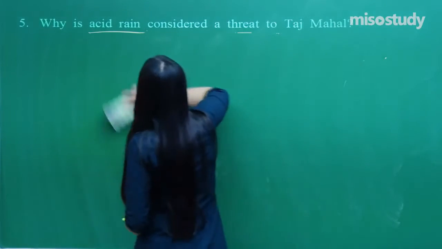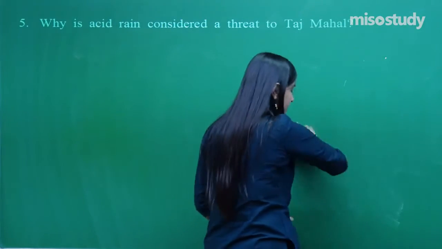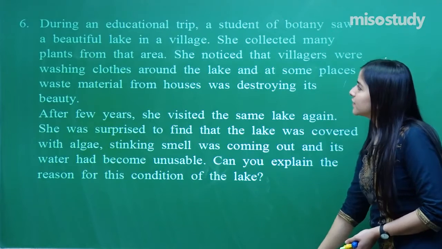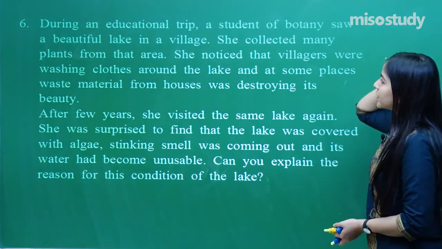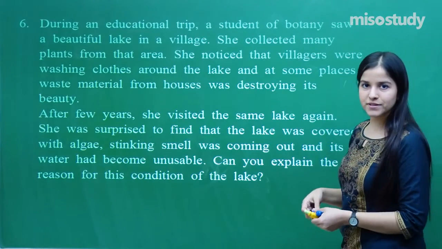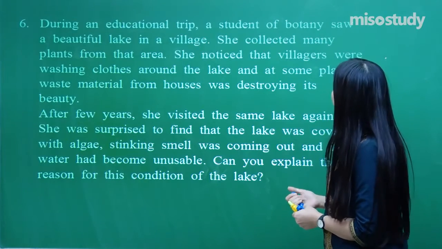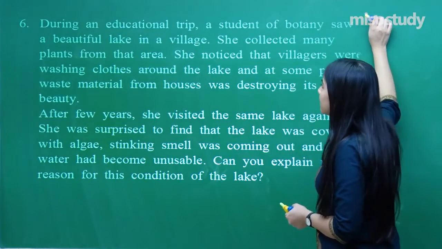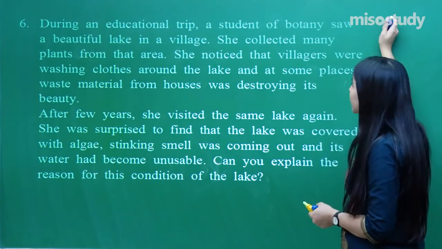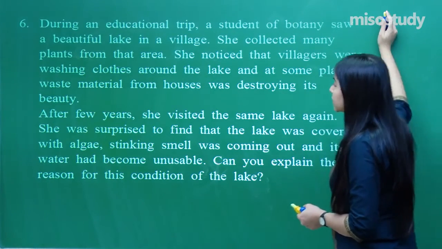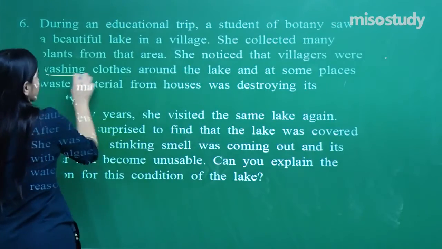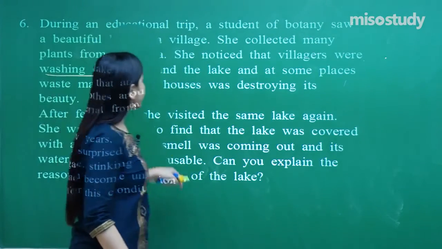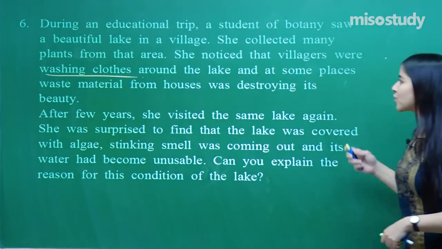So these are some of the very important questions which can arise, maybe as 1 mark or 2 mark questions. Now let's move on. 6th question, during an educational trip. It's a very interesting question. A student of botany saw a beautiful lake in the village. She collected many plants from that area. She noticed that the villagers were washing clothes around the lake, and at some places waste material from the houses was destroying its beauty.